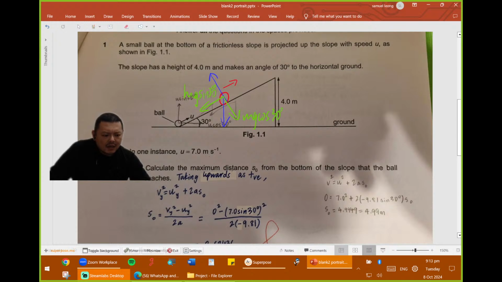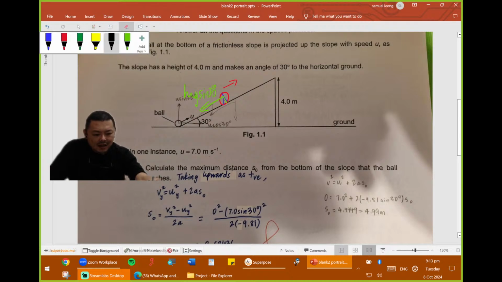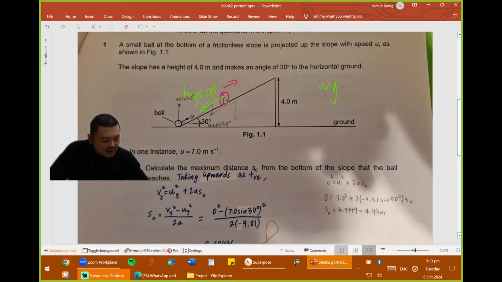u is the initial speed. You cannot take speed minus force. So the resultant force acting on this object is truly just mg sine 30 only. mg sine 30 is equal to ma, so a equals g sine 30 down the slope. That's what you're missing here.